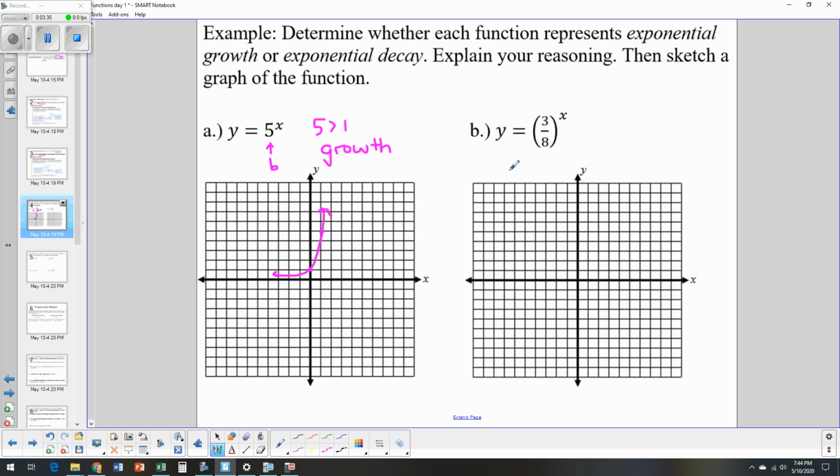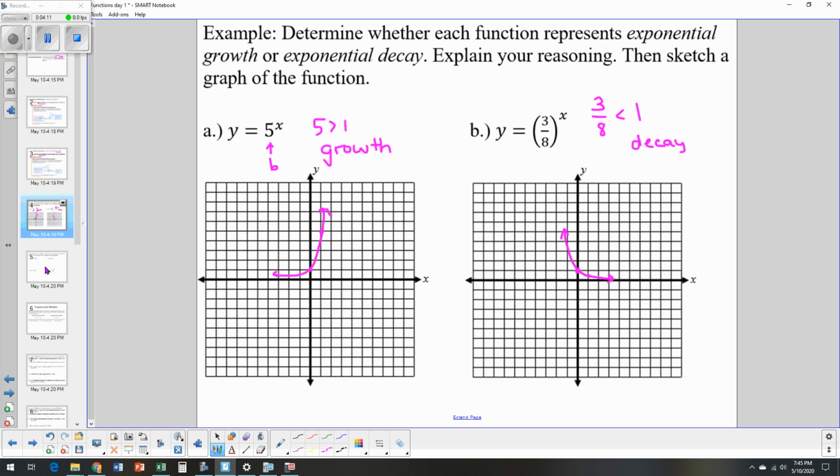For part B, y equals 3/8 to the x. 3/8 is less than 1, right? That's smaller than 1, bigger than 0, smaller than 1. So this is decay. And I'm still going to do a quick sketch. We know it goes through (0, 1). And then it goes through (1, b), so that's going to be (1, 3/8). That's just slightly under half. So we're going to assume it goes right about there. And I can do my sketch like that.